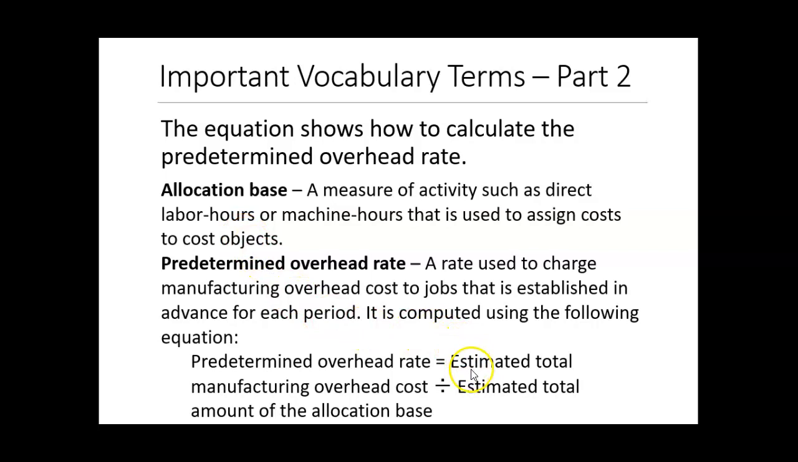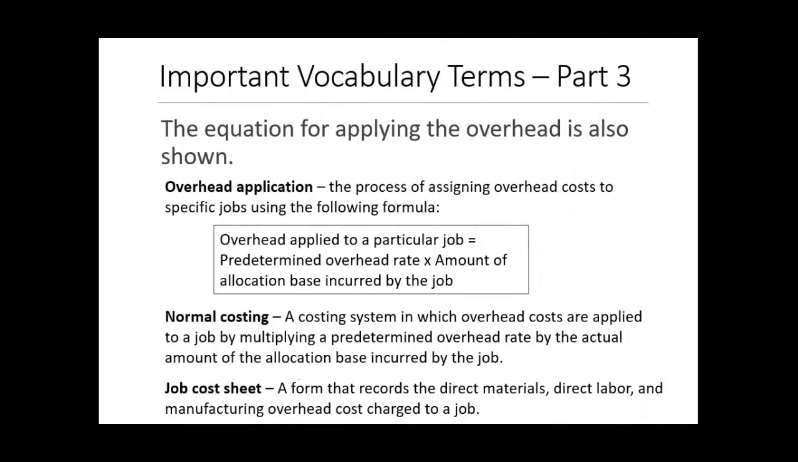So what we do, we look at the estimated total overhead cost for the year and divide that by the estimated total amount of the allocation base, and that would give us what's known as a predetermined overhead rate. We will then multiply the predetermined overhead rate times the allocation base, and it is then used to assign overhead costs to that particular product. And so we'll go through examples of how we're going to do that.